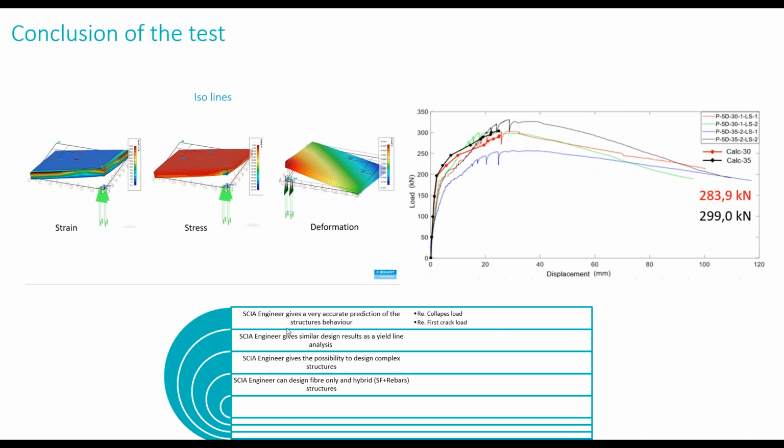And the conclusion of that benchmark, which was written by them, they are saying SCIA Engineer gives a very accurate prediction of the structural behavior, the collapse load and the first crack load. Also, they are saying it gives a similar design result if you are using a yield line theory. So if you would like to do that by yourself and compare, the results should be quite close. And it gives a possibility to design a complex structure. And also they are saying SCIA Engineer can design fiber only or fiber plus steel fibers in combination.